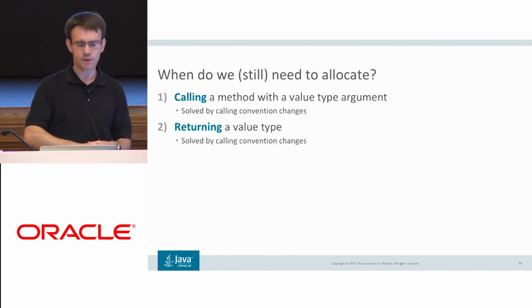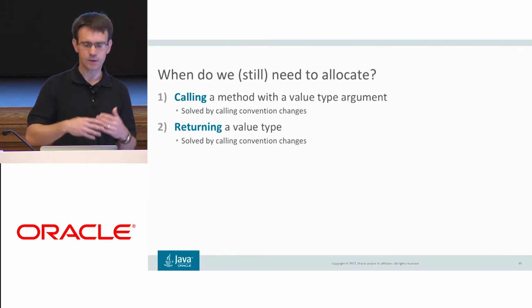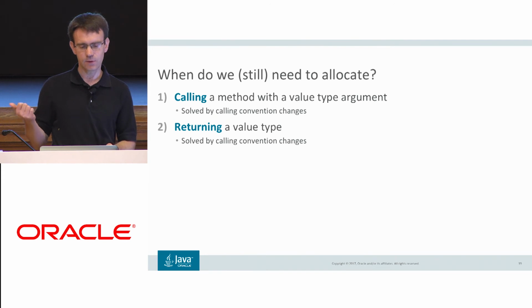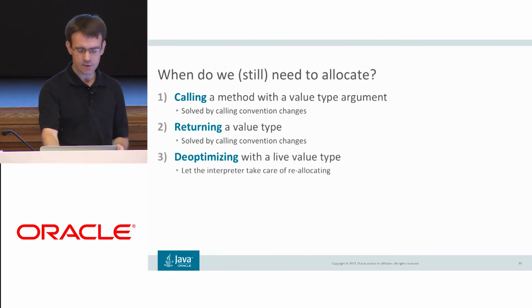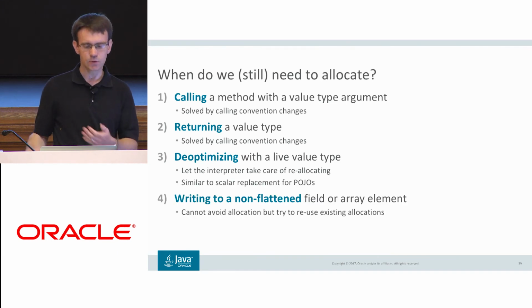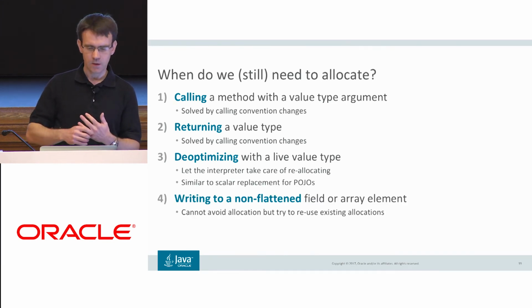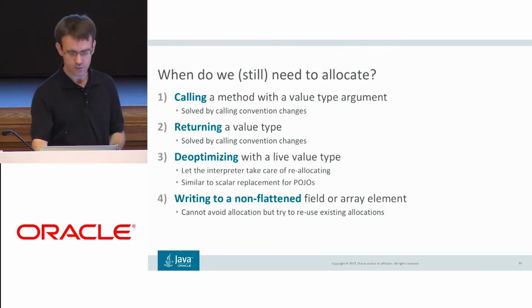There are still a few cases where the JIT needs some allocation. For instance, when calling a method with a value type as an argument, or returning a value type, when deoptimizing, and when writing to a non-flattened field or array. I will speak about the first two and how they solve these problems.